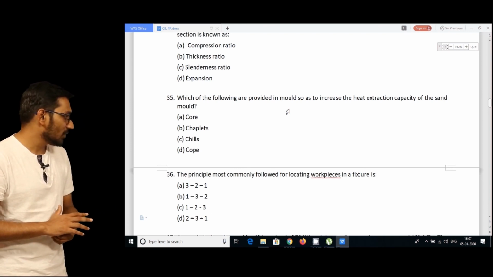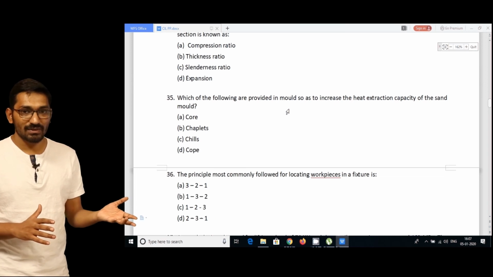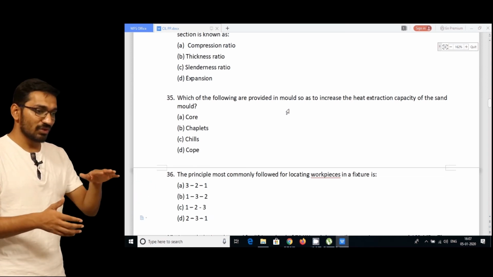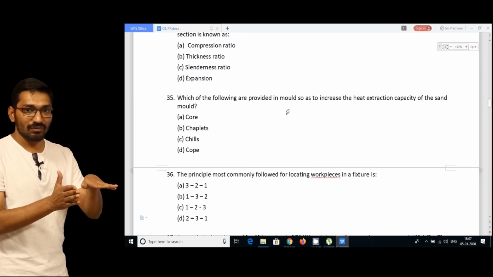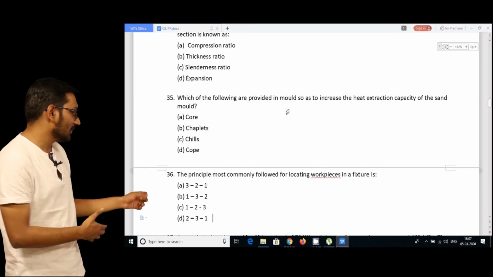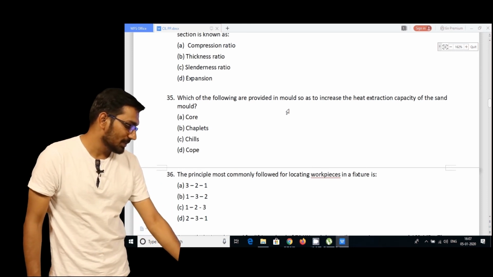Next: the principle most commonly followed for locating a workpiece in a fixture is the 3-2-1 principle, that is, 3 pins on one plane, 2 pins on one perpendicular plane and 1 pin on the other perpendicular plane. So the answer is A, that is the 3-2-1 principle, right?